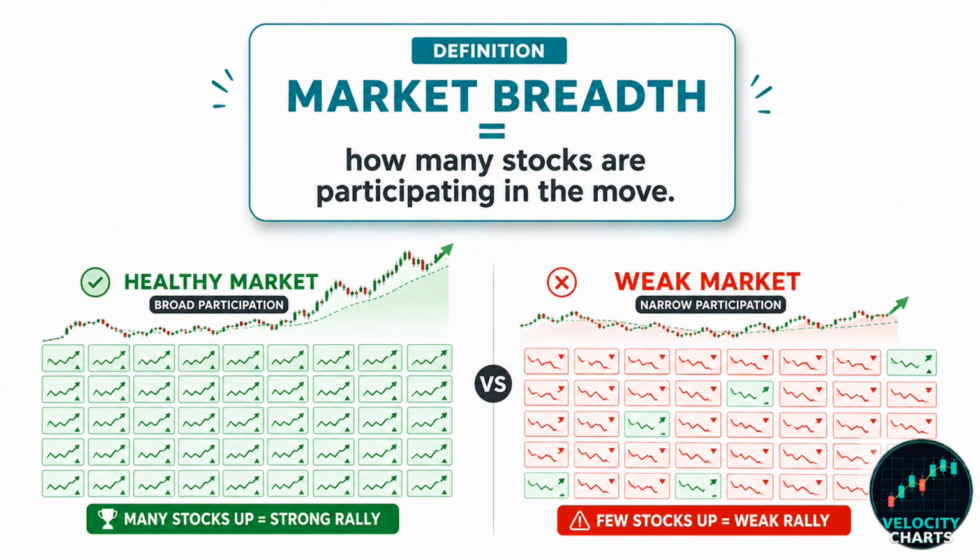The IPL analogy fits. Your team's score might say 180, but if only one batsman scored 120, your team is fragile. One wicket, and the score collapses. Markets work the same way. A narrow rally is a fragile rally, and fragile rallies break.